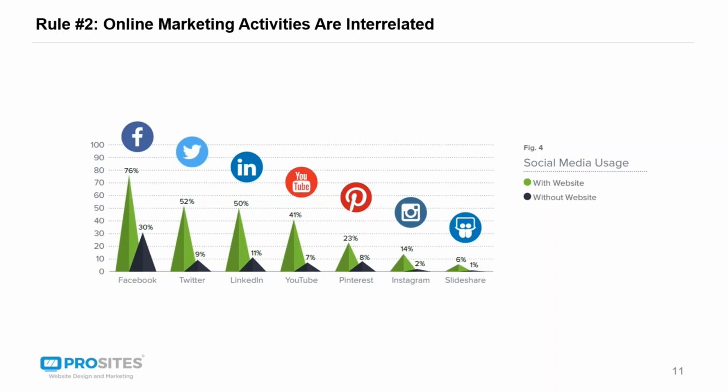Also, number two, online marketing activities are also interrelated. Really, quite simply, what that means is if you're in the digital world or in the online world, you have to use multiple tools to maximize your potential marketing impact. So here's a graph that shows, quite simply, Facebook with and without a website. With a website, the usage of your particular tool or the engagement that you get is much higher than if you just have a Facebook account.